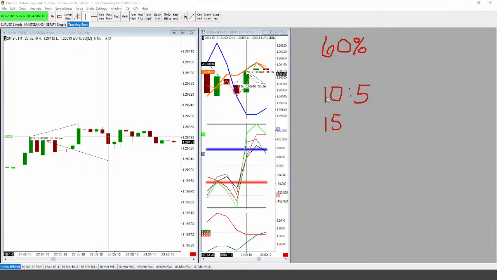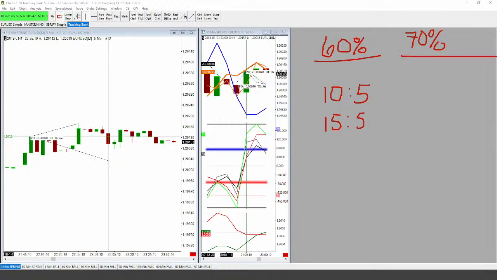I'm using a 10 pip stop loss and a 5 pip take profit, and I'm still losing money. Why am I not winning? So I need to move it out further. So I'm going to use a 15 pip stop loss and a 5 pip take profit. Now I'm winning 70% of the time, right? And maybe you don't even know that you're winning 60% of the time or winning 70% of the time.